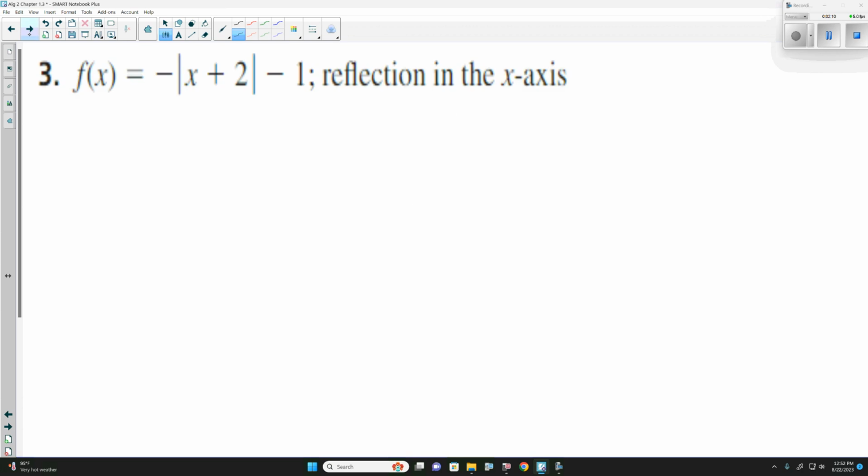So the next problem that we had was this one here. f of x equals negative absolute value of x plus 2 minus 1. And we have a reflection over the x-axis. Now it doesn't give us a specific name of the function it wants us to use, but we'll call it g of x. Since it's a reflection in the x-axis, we would have the negative out front, because across the x-axis, it's negative f of x. If it had been across the y-axis, we'd have f of negative x.